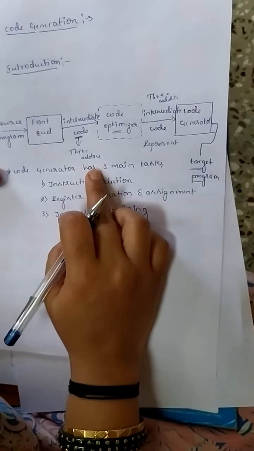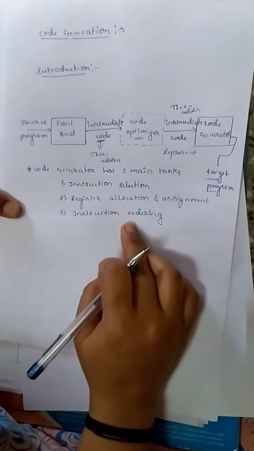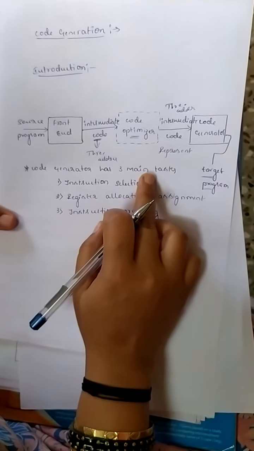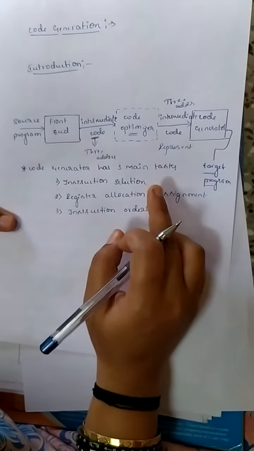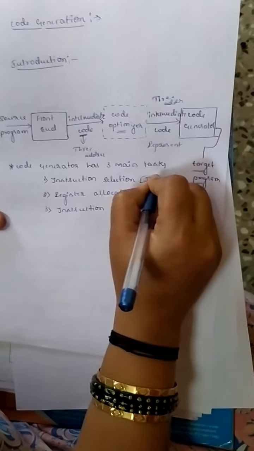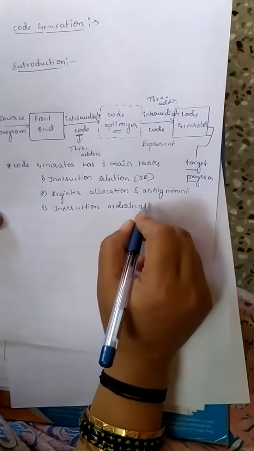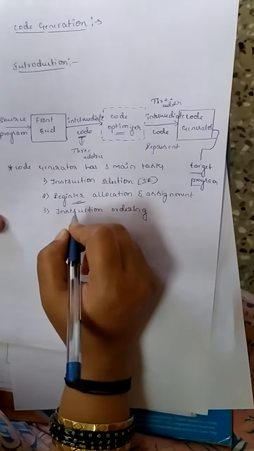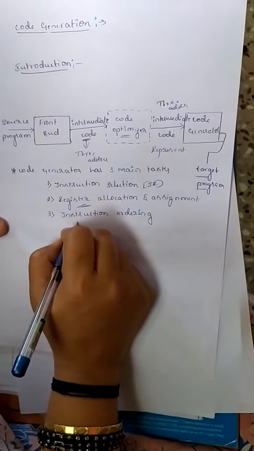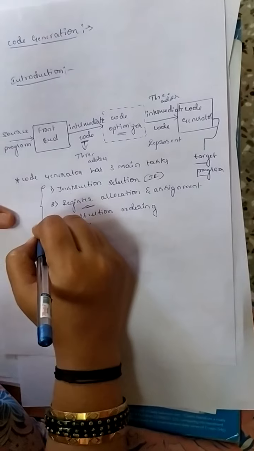Here the code generator has 3 main tasks: instruction selection, register allocation and assignment, and instruction ordering. When it comes to instruction selection, choose the appropriate target machine instruction to implement the IR. IR means intermediate representation. When it comes to register allocation and assignment, decide what values to keep in which register. When it comes to instruction ordering, decide in what order to schedule the execution of instructions. So these are the 3 main tasks we are going to discuss in the code generator.